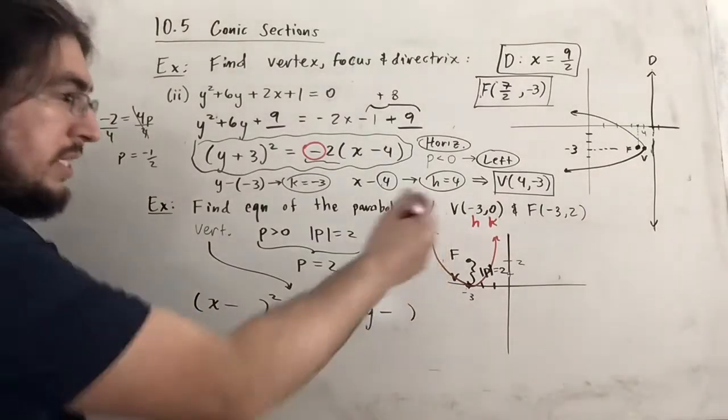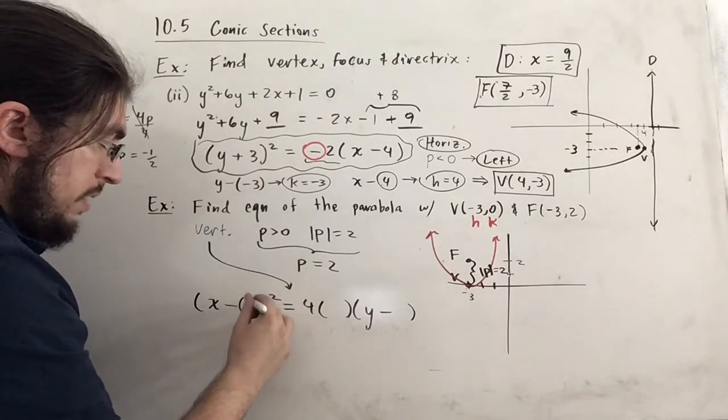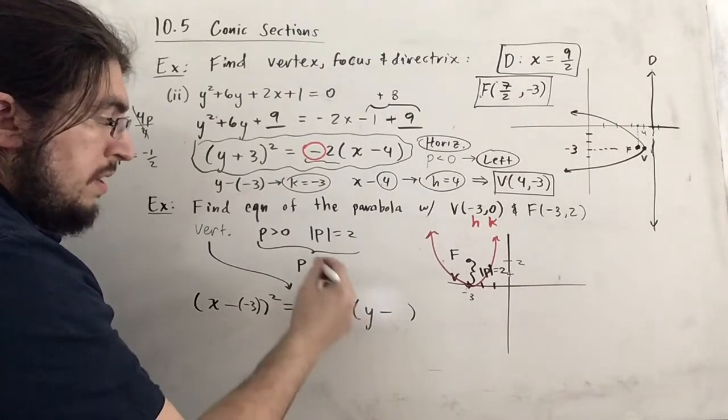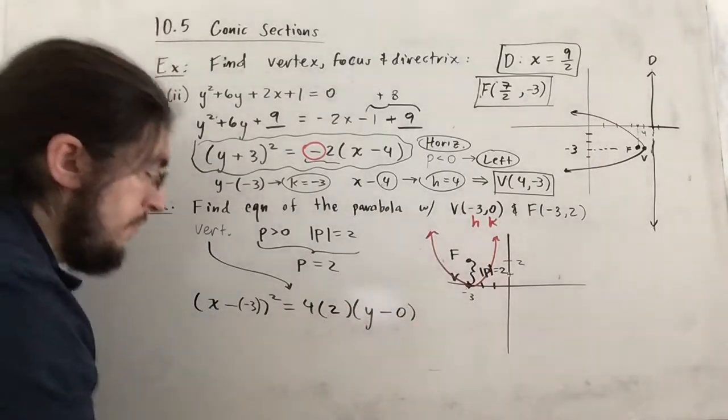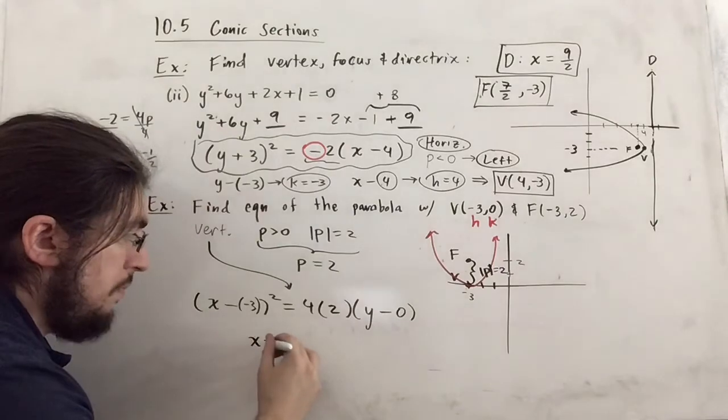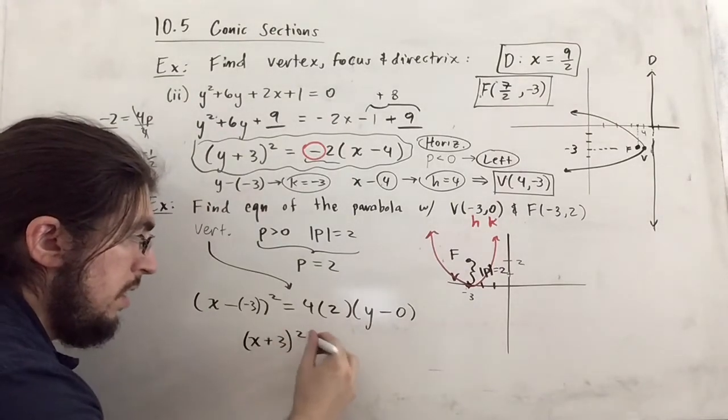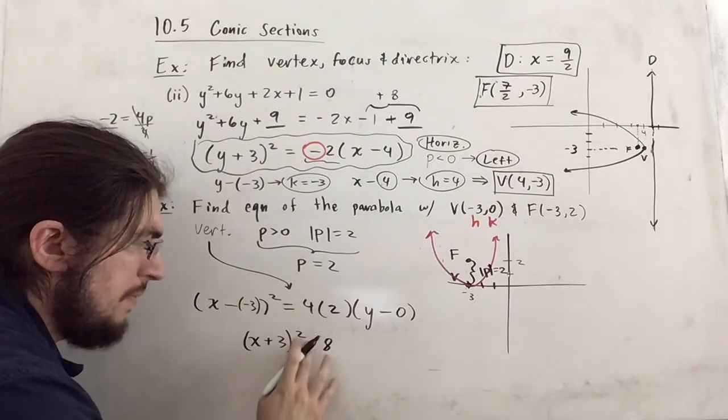All right, so now we know h and k. So this is x minus h squared. So that's x minus negative 3. 4p, that's 8. And y minus k, that's 0. So this is going to be x plus 3 all squared equals 8 times y.